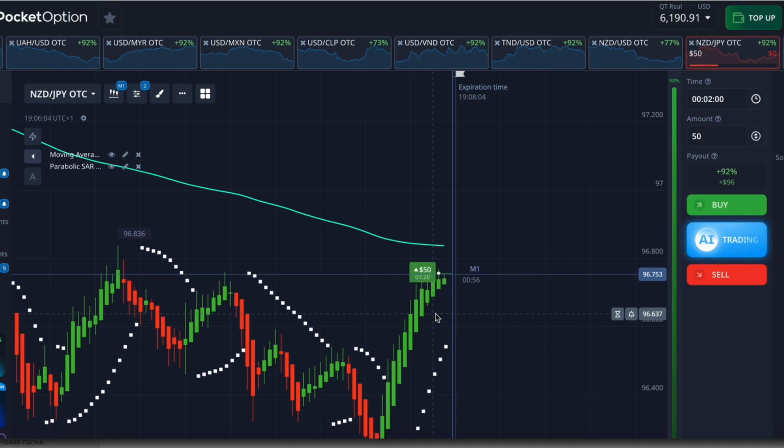But we can also see that the price is below the MA 200 line, and in the case of a purchase deal, the price should be above the MA 200 line. Let's see how this market situation works out.